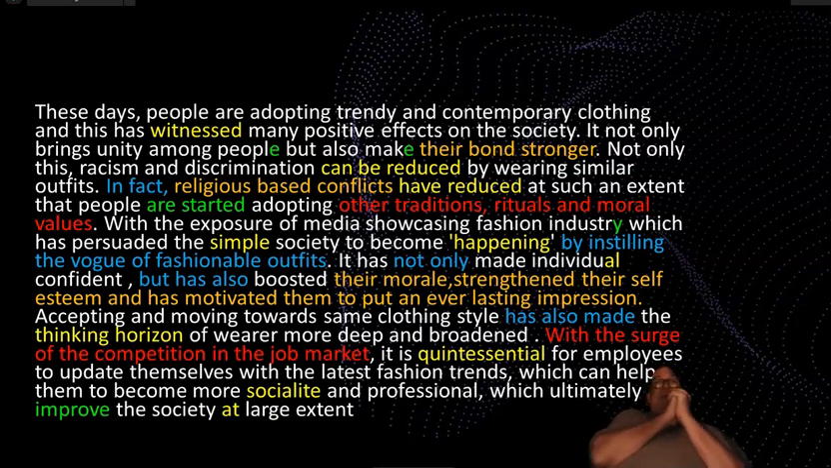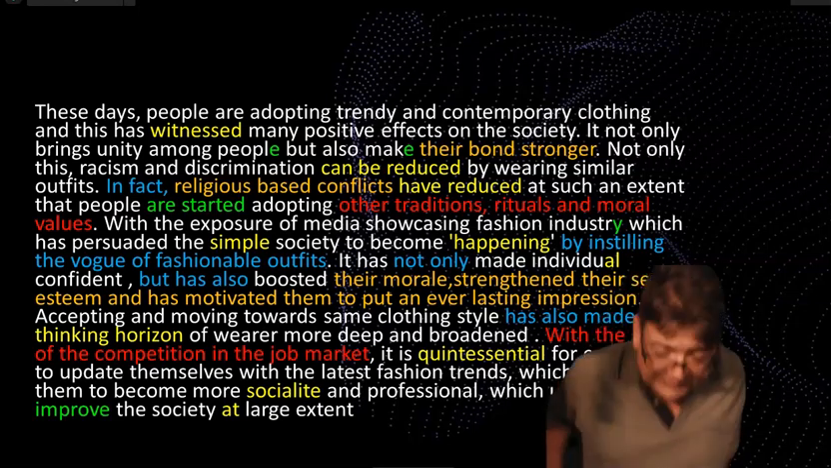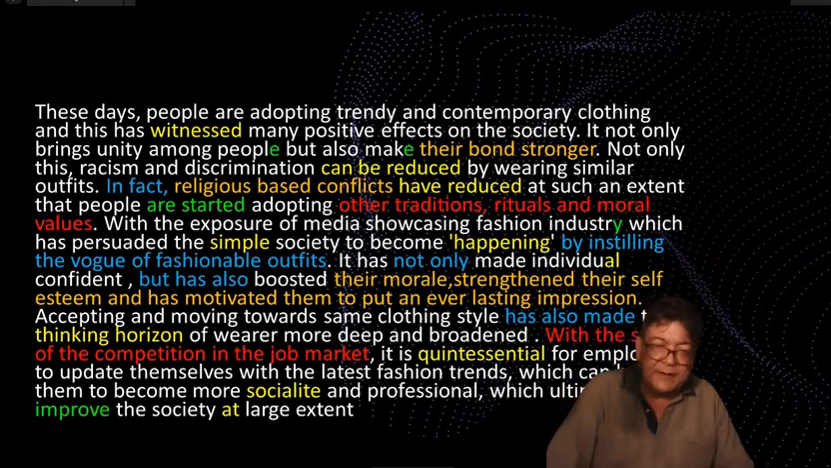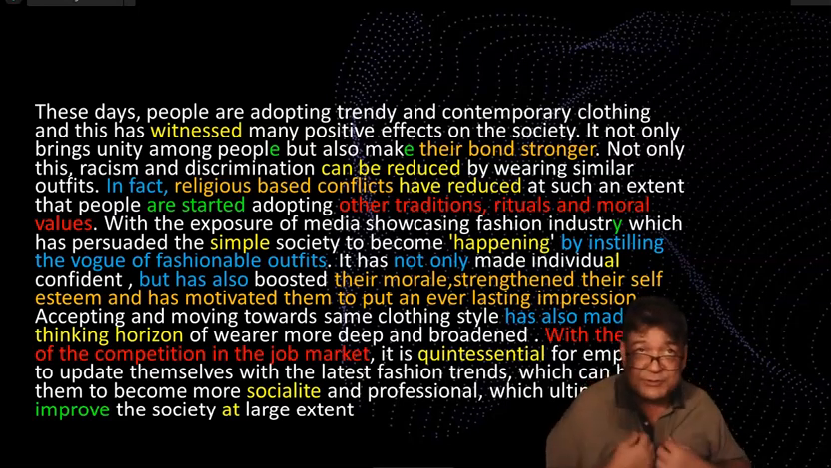Okay, now, people nowadays, these days, people are adopting trendy and contemporary clothing. And this has witnessed many positive effects on the society. Well, trendy has a particular meaning. Trendy is fashionable this year, or this decade at the most. Trendy is not about business suits and the clothing that's worn. It's not about polo shirts. Adopting contemporary clothing. And this has witnessed.